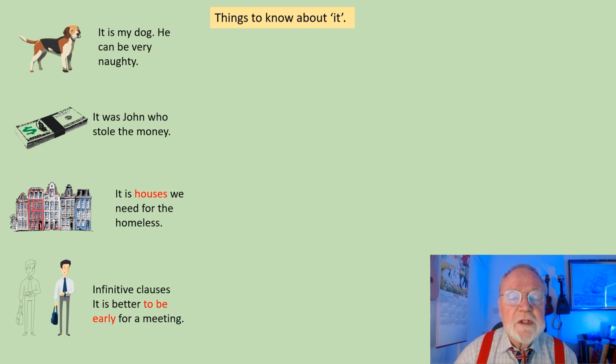It is houses we need for the homeless. Now you notice here that there's a plural following the singular verb. It is houses. That's quite permissible in English. And then an infinitive clause, it is better to be early for a meeting. It is introduces the phrase.